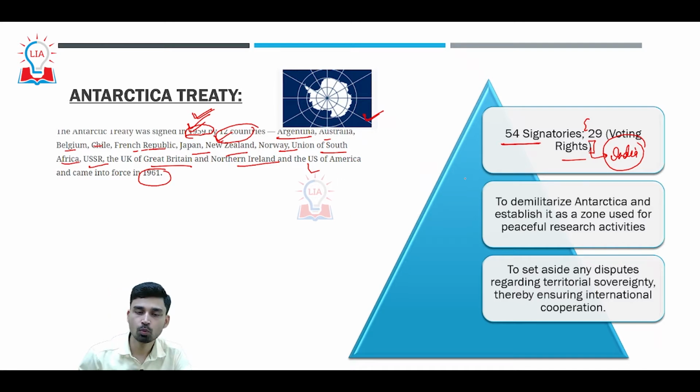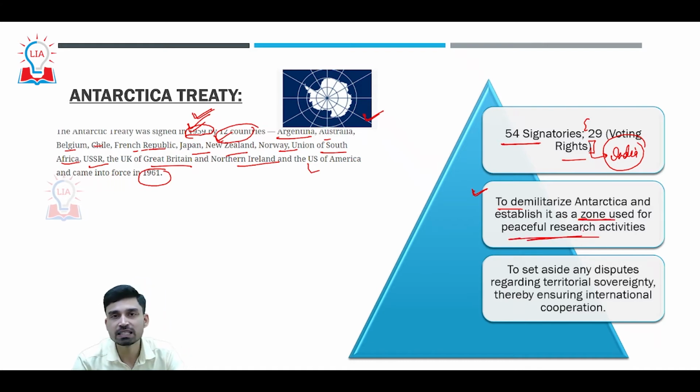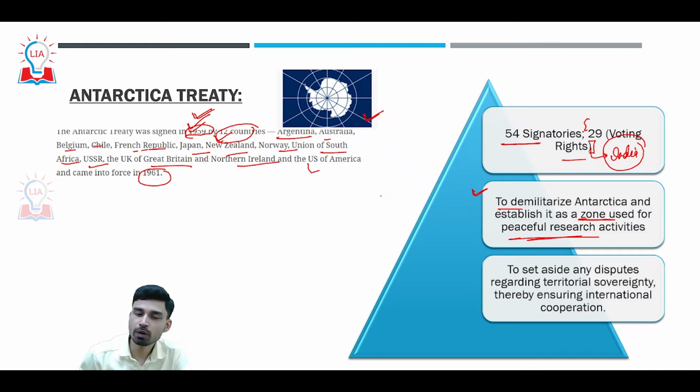Now, what was the main objective of this treaty? The main objective was to ensure the demilitarization of Antarctica. That means to make sure that no country uses Antarctica as a base for weapon research and development programs or weapon launch stations or something like that, so that Antarctica can be used as a zone of peaceful research activities, and that is why it is also considered a global commons.